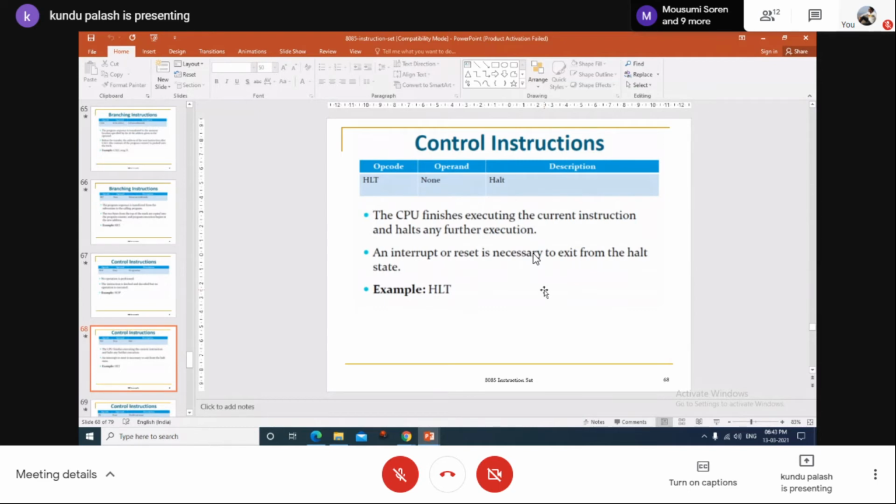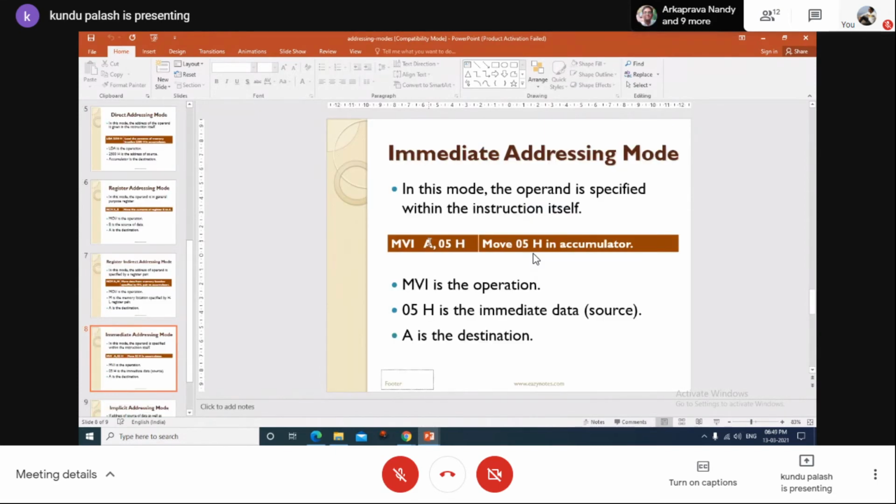Then immediate addressing mode. It is also a data transfer instruction where the operand related to the source data is explicitly defined in the instruction itself. It is neither stored in the registers nor stored in a memory location. That's why 05H will be moved to the accumulator, the destination register. So the name implies immediate addressing mode. That means the source data is given immediately in the instruction itself. Example is this.